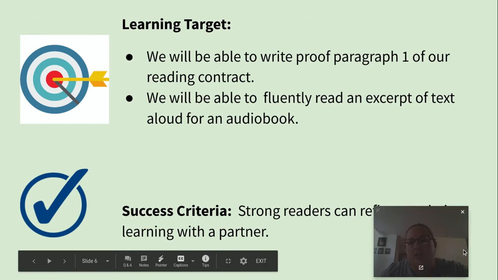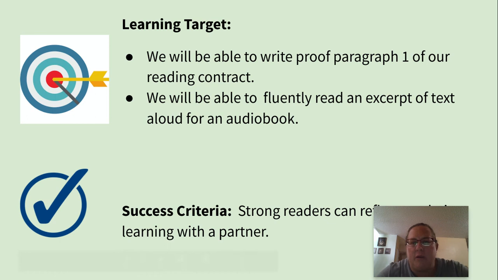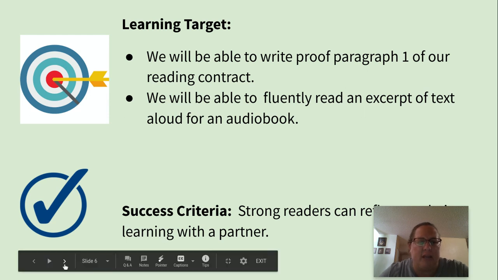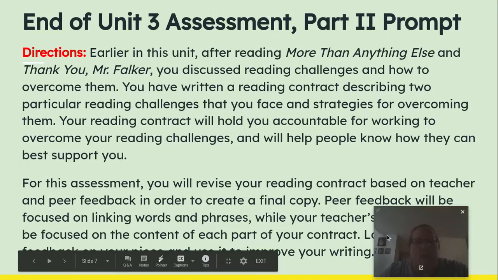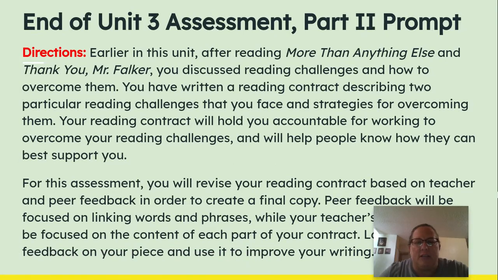Okay, so here are our learning targets for the day. We will be able to write proof paragraph one of our reading contract, and then we will be able to fluently read an excerpt of text aloud for our audio book. So we'll be working on both of those today. Here is your end of Unit 3 assessment. Remember, we're going to be working on this top part of writing the reading contract, and then we are going to revise it for our final copy next week.